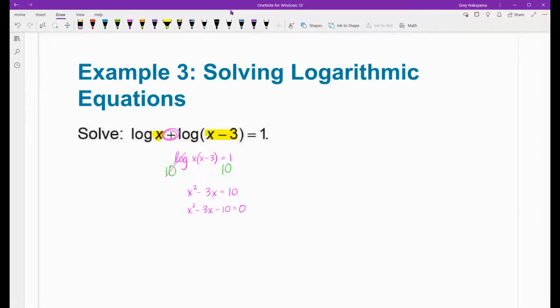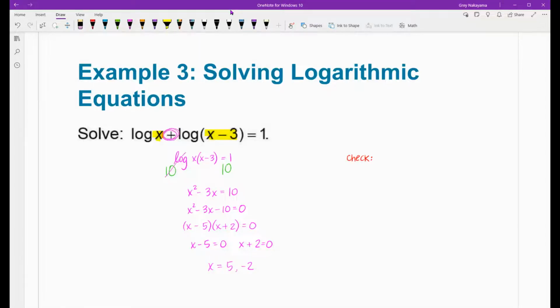Then we bring everything to one side. We factor to find the factors of 10 that subtract to give me 3: 5 and 2, negative 5 and 2. Set each factor equal to 0. So we have x equals 5, or we have x equals negative 2.